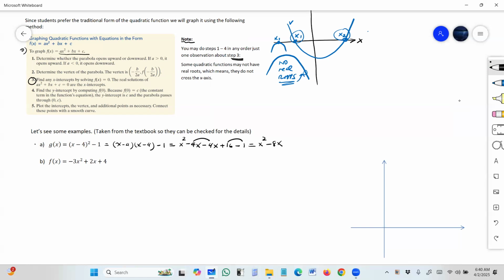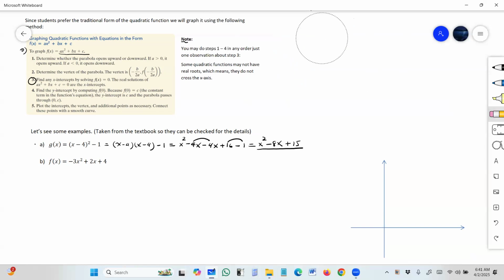And we do the positive 16 minus 1. So this is the format of the function I want to work with. All right, the traditional form. Now I'm going to erase this and identify A, B, and C. A is the coefficient of x squared, so there's an invisible one there. B is the coefficient of x, and C is the number.